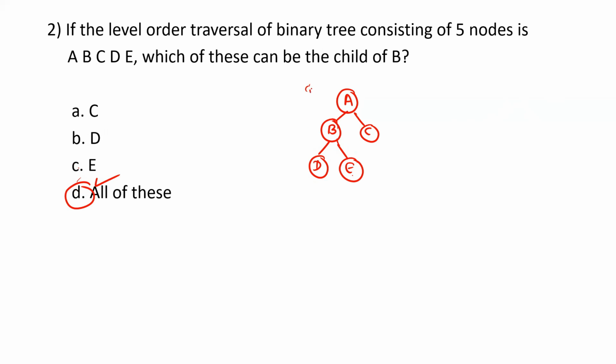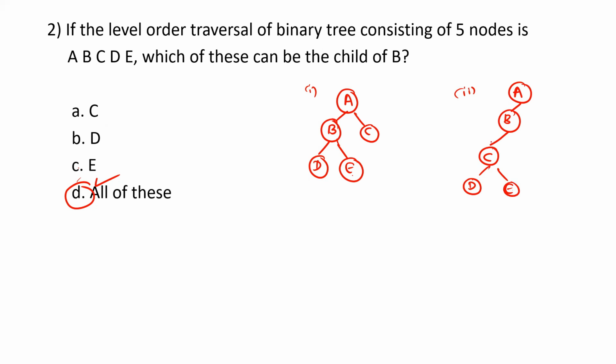But in order to prove how C also can be the answer to this solution, we can try that as well. Now you have to make sure that C will be a child of B, right? How do you do that? So we can just make B C, then you can make D here and E here, or you can make E here as well, right?